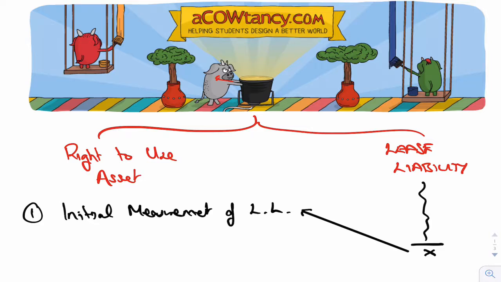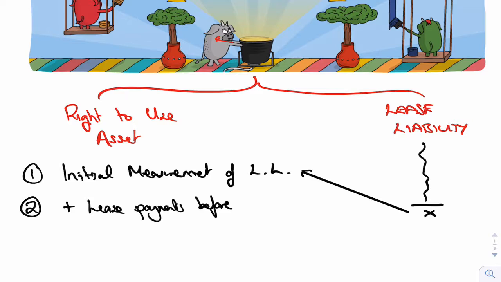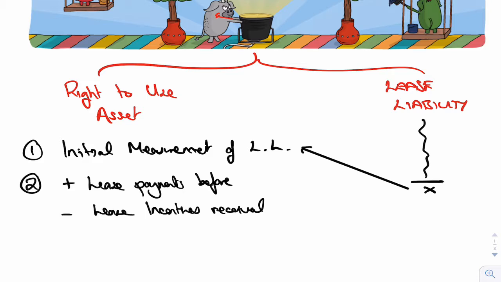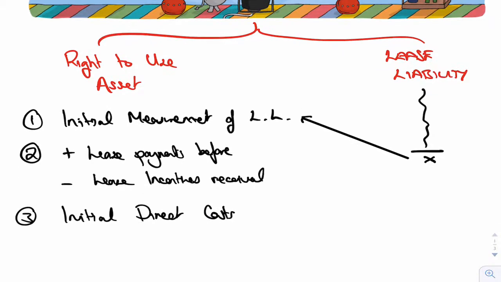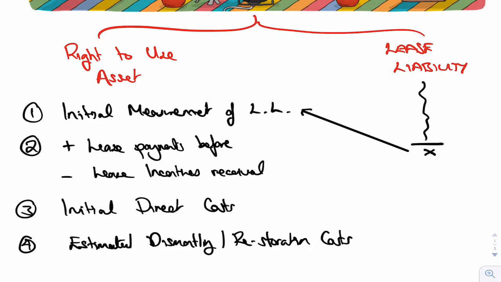Doesn't stop there though, we also have to add on any lease payments that we've made before commencing the lease and taking off any lease incentives received. We also have to add on any initial direct costs and any estimated dismantling and restoration costs in the future.